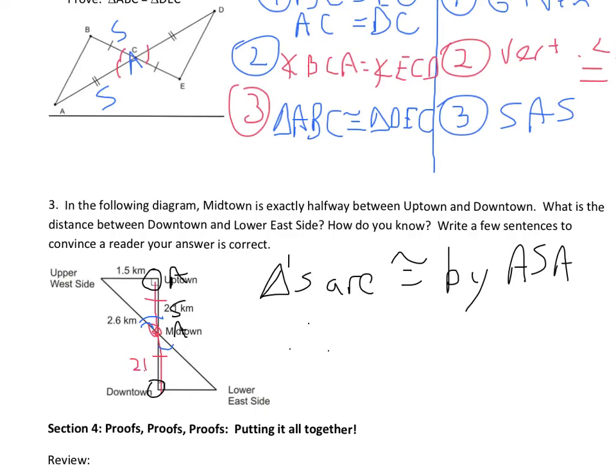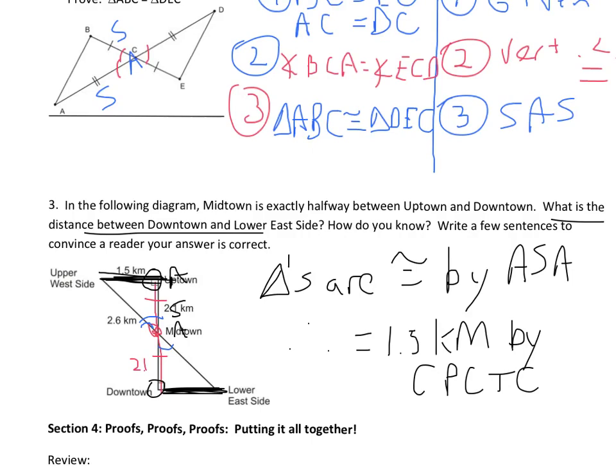Therefore, now the question asks, what is the distance between downtown and the Lower East Side? So I'm trying to find this length right here. Well, that has to be congruent. Once we get the triangles congruent, that has to be equal to this length right here. That side corresponds with that side. So downtown to Lower East Side is 1.5 kilometers, and the reason would be by CPCTC, corresponding parts of congruent triangles are congruent. And many times when you're trying to prove things like that, you're going to get the triangles congruent first, and then specify a corresponding angle or corresponding sides are congruent.